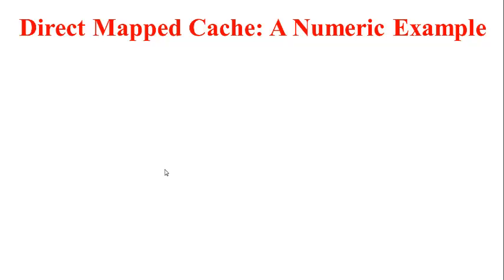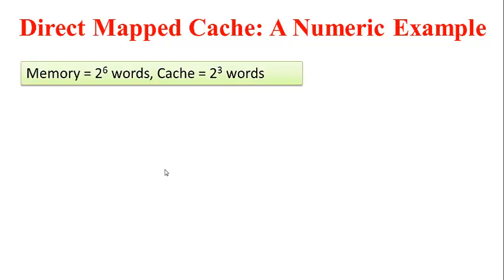Let us understand direct mapped caches better with a numeric example. Let us say that we have memory which has a size of 2 power 6 words and a cache with a size of 2 power 3 words. How many bits is it going to take to represent a memory byte address?